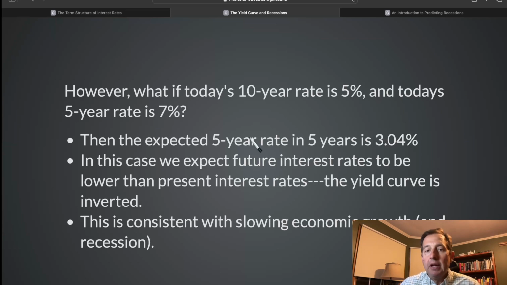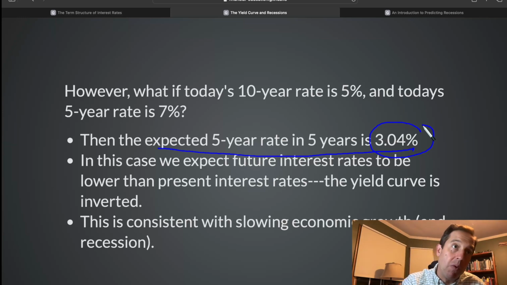Now, take another example. Let's say the 10-year rate today is 5%, and the 5-year rate today is 7%. So what this means is the 10-year rate is less than the 5-year rate, so it's an inverted yield curve, right? So what does this say about the expected 5-year rate in 5 years? Well, that's 3%. So in this case, the 5-year rate today is 7%, and the market expects in 5 years the 5-year rate will be 3%. So why might that occur? Well, that occurs when there's a slowdown in economic growth, a recession. So this is a solid theoretical reason why, when the yield curve inverts, we expect a recession.